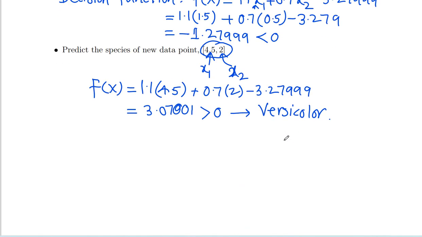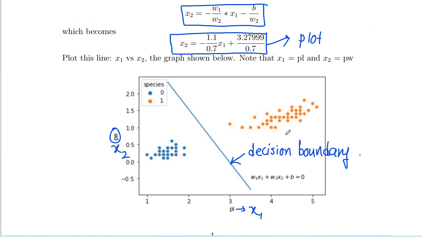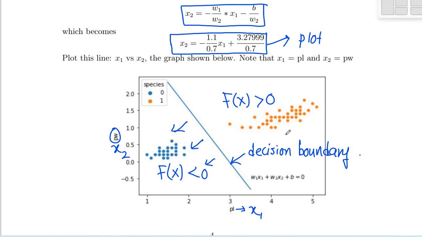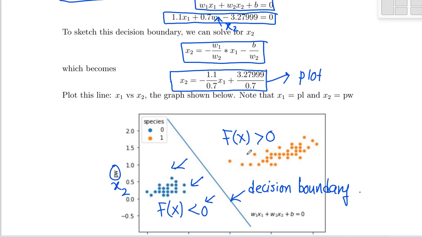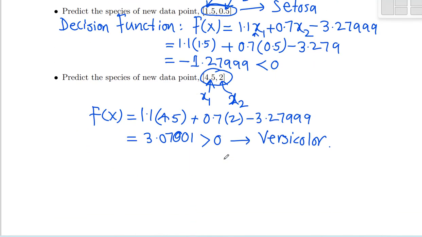Because in the data set right here, for all the data points on this side of the line, the value of the decision function is positive, and on this side of the line, the value of the function is negative, less than 0 and greater than 0. So all that matters is the sign of this decision function for the new data.